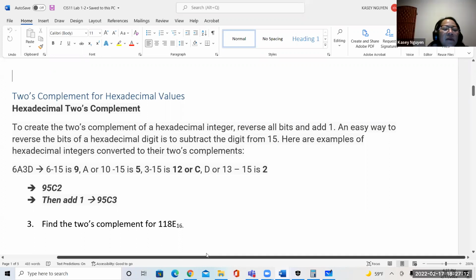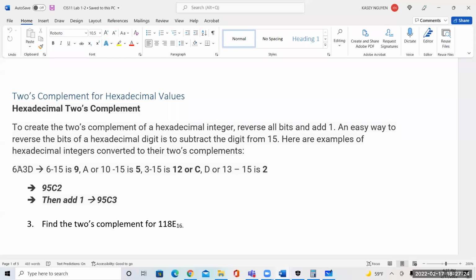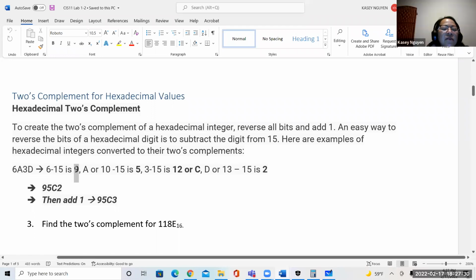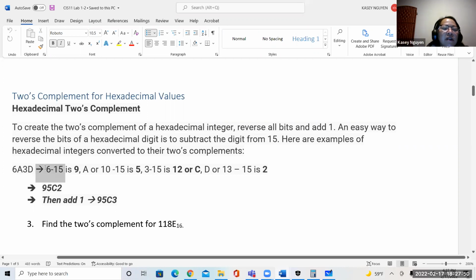So here's the example. You're going to start with the digit 6, and in hexadecimal, as you recall, a 6 is equal to 6 in decimal. So we would take 6 and subtract it from 15, and we would have a 9. Basically you find the difference from 6 to 15. And don't worry about the negative. In hexadecimal right now, the system doesn't know what negative means, unless it's 2's complement. So you just look at the difference from 6 to 15, and that will be 9.